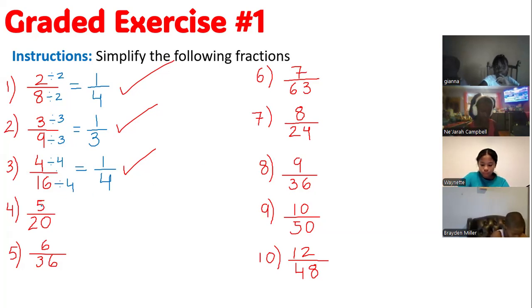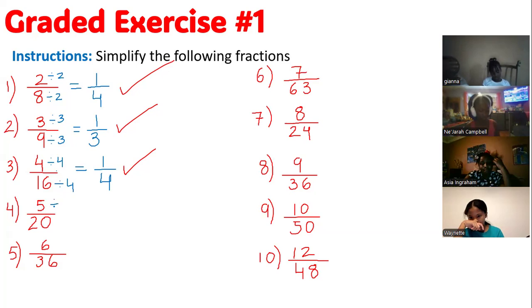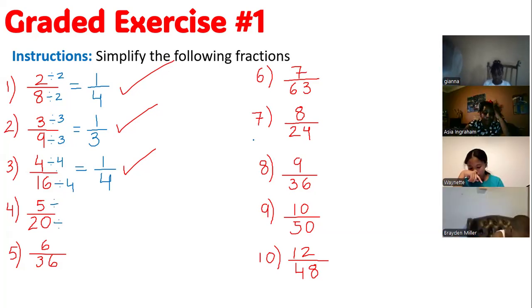What number could you use if we have 5 over 20? Legacy, what number could be used to go into both of them? 4. 4 cannot go into 5. What number can go into 5 and 20? 5. 5, very good.